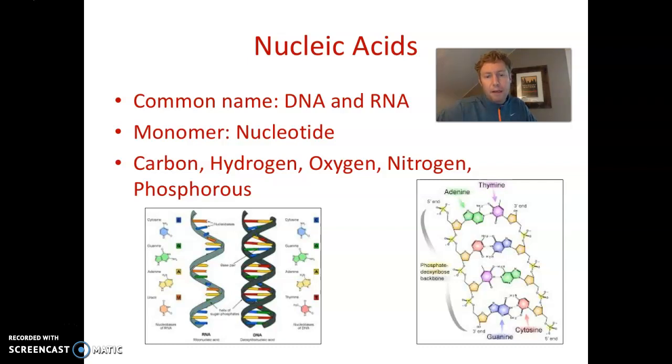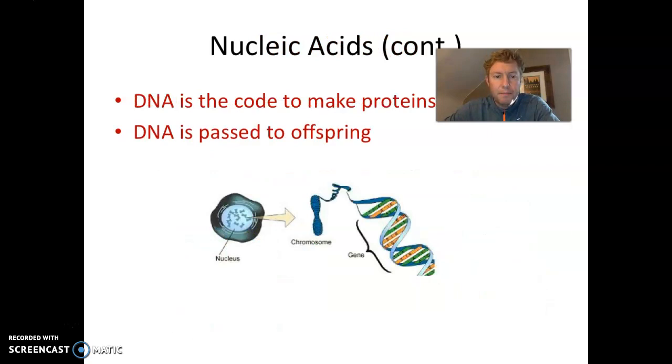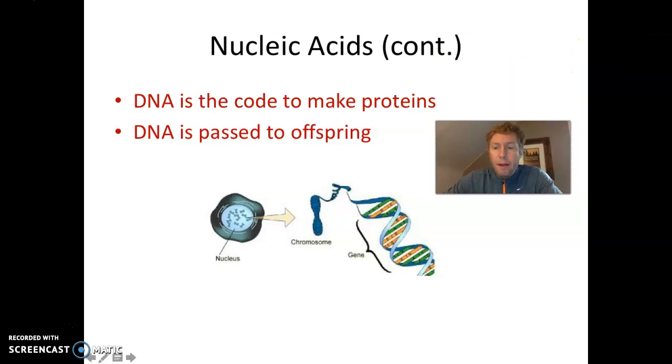The bases, we'll get into that later. We're going to spend a whole unit studying DNA, so I'm not going to get into a ton of the details right now. The atoms that make up DNA are carbon, hydrogen, oxygen, nitrogen, and phosphorus. DNA is the code that makes proteins. DNA is what we pass to our offspring. You are a combination of the DNA from both of your parents, and we'll learn a lot more about that as well.